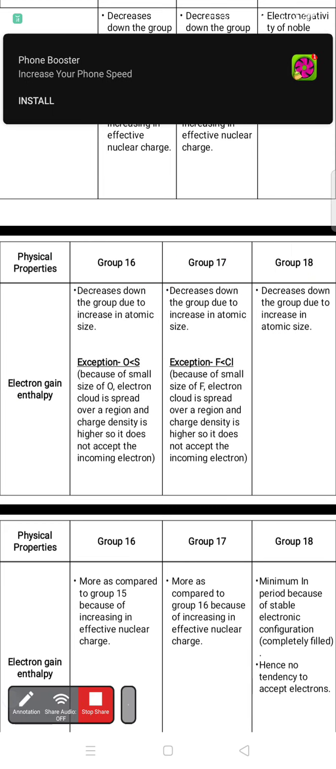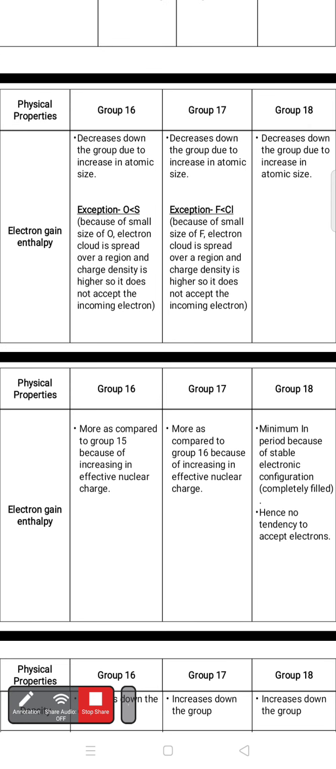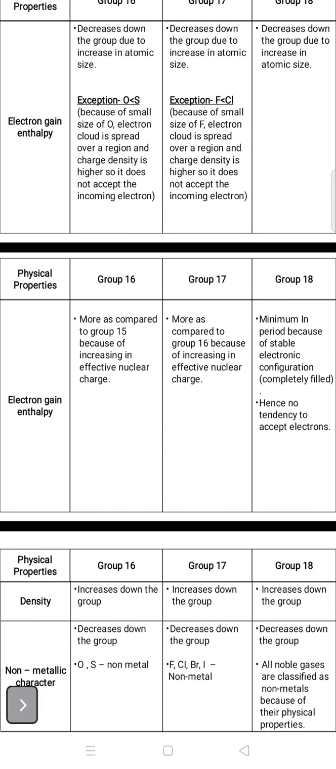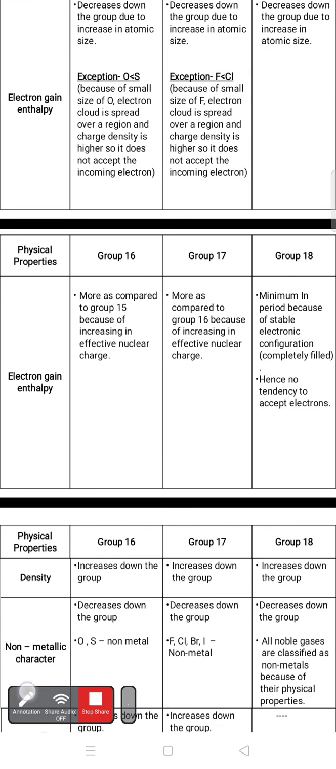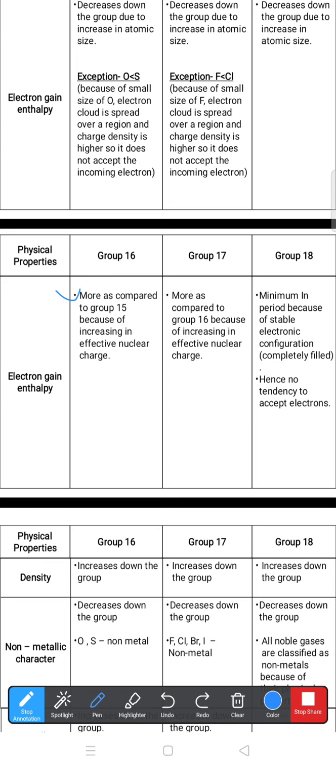Now the next physical property we can learn. We'll continue this topic, electron gain enthalpy. In group 16, it is more as compared to group 15 because of the increasing effective nuclear charge, while in group 17 it is more as compared to group 16 because of increasing effective nuclear charge, while in case of group 18 it is minimum in the period because of stable electron configuration, which is completely filled.